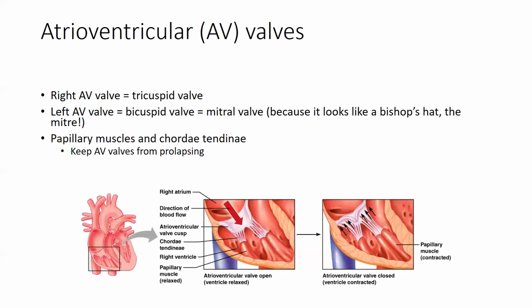So the chorda tendineae are attached to the leaflets of the valve, and the papillary muscle of the ventricle is attached to those cords, and as the ventricle contracts, the papillary muscle also contracts, and it's going to hold or pull the cords nice and snug so that that valve does not prolapse.